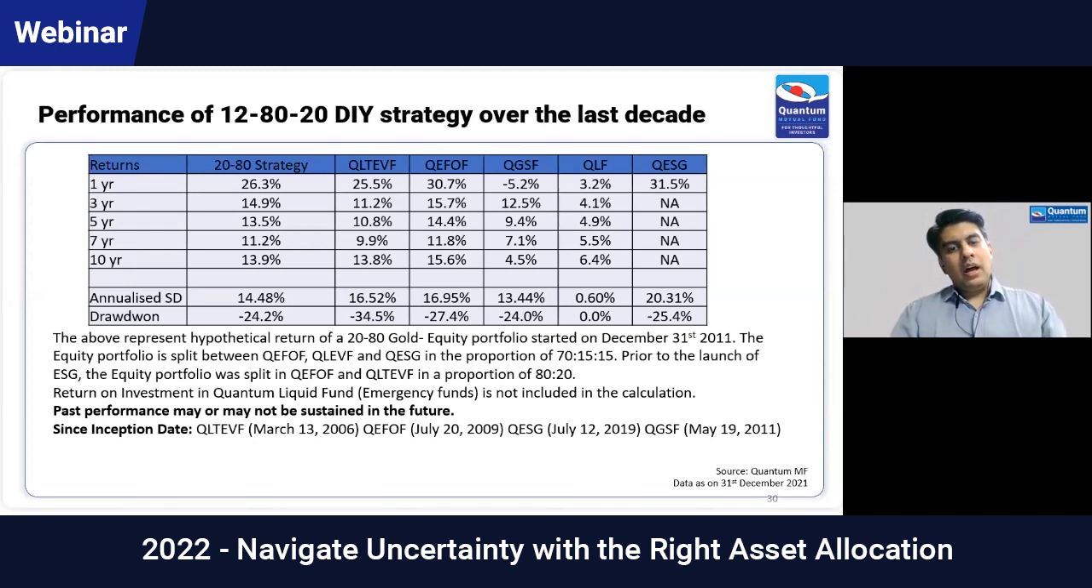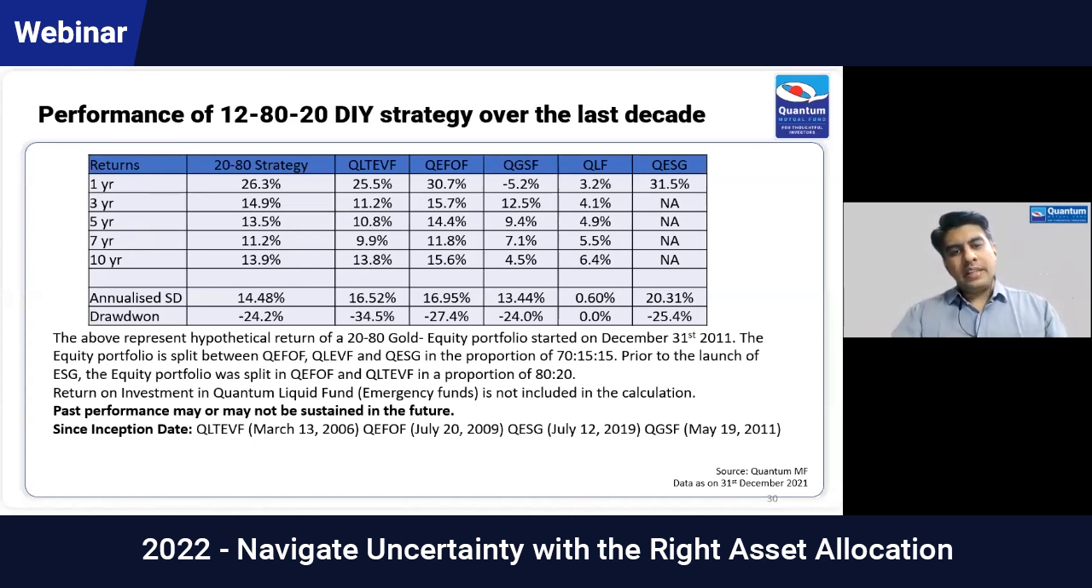But because the ESG fund was launched in July 2019, until that time, the 80% was only made of Quantum equity fund of funds and long-term equity fund in the ratio of 80-20. And if you look at the 10-year return, it is close to 14%, very close to what equities have given. But at the same time, the risk is lower than what equities are, usually around 25-30% risk that we have seen in a similar time period, rather 27-35% in that range. The drawdown here was only 24%.